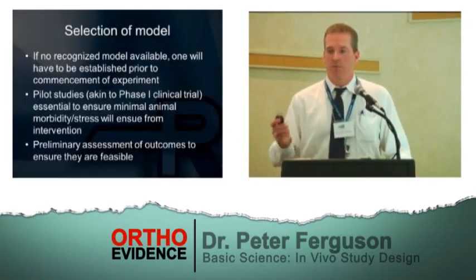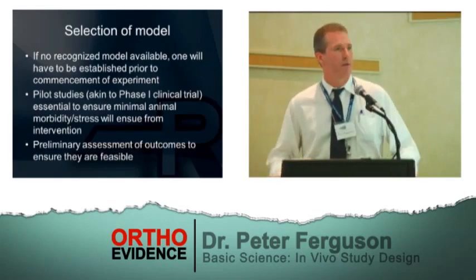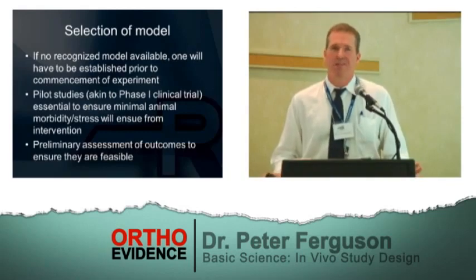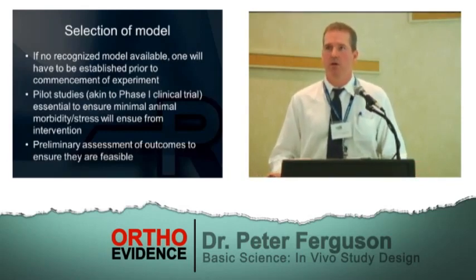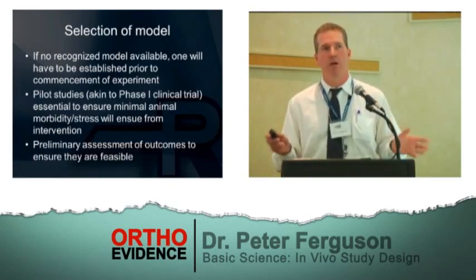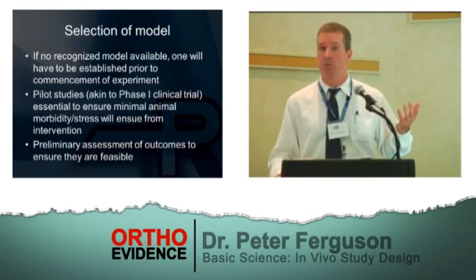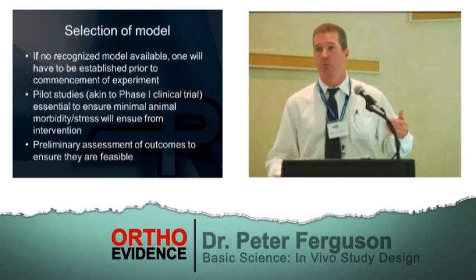So if nothing's available, then you've got to commence one. You've got to figure out some model, okay? And the first step is to do some pilot studies, and I'd say it's akin to a phase 1 trial, okay? You don't want to embark on some big animal study if you really don't know how your model works or if it's going to work. So the first thing is try it on a few animals, make sure it's reproducible, generalizable, and that animals aren't dying all over the place because of your intervention, okay?